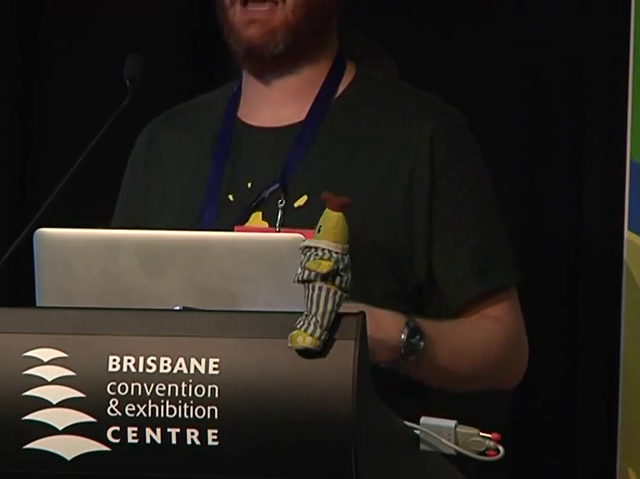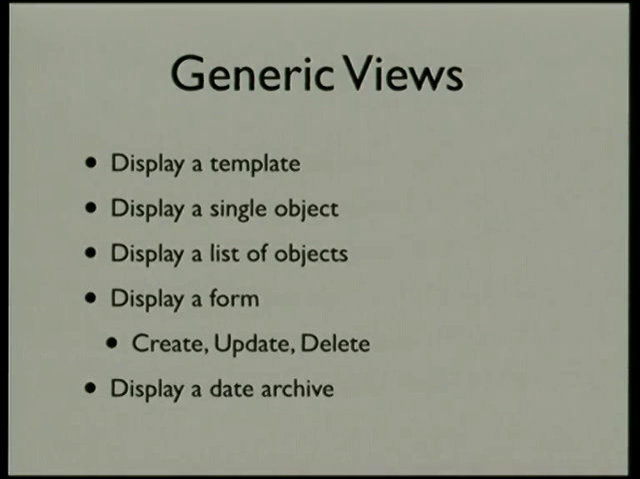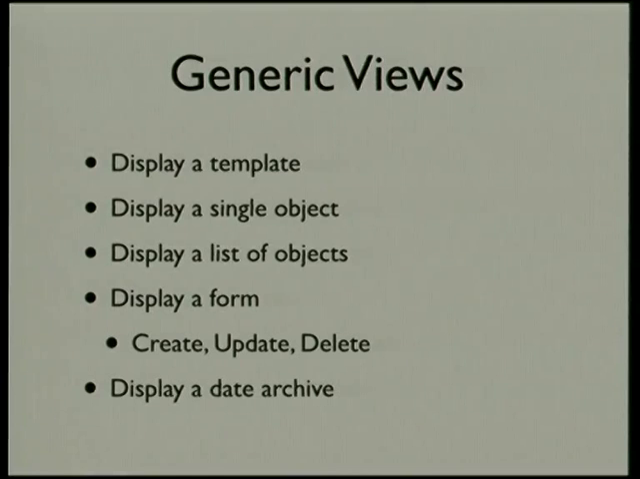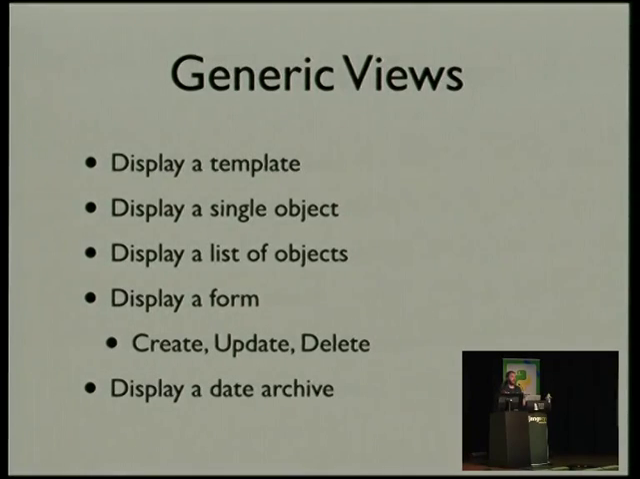If we go back to 30-odd slides ago, I put this up as a list of features that generic views had to solve. You have to be able to display a template. You have to be able to display a single object. You have to be able to display a list of objects. You have to be able to display a form, create, update, and delete that form. You have to be able to display a date archive. In 2005, that was a common list. That was what websites did, and it was revolutionary to be able to do that in one line.